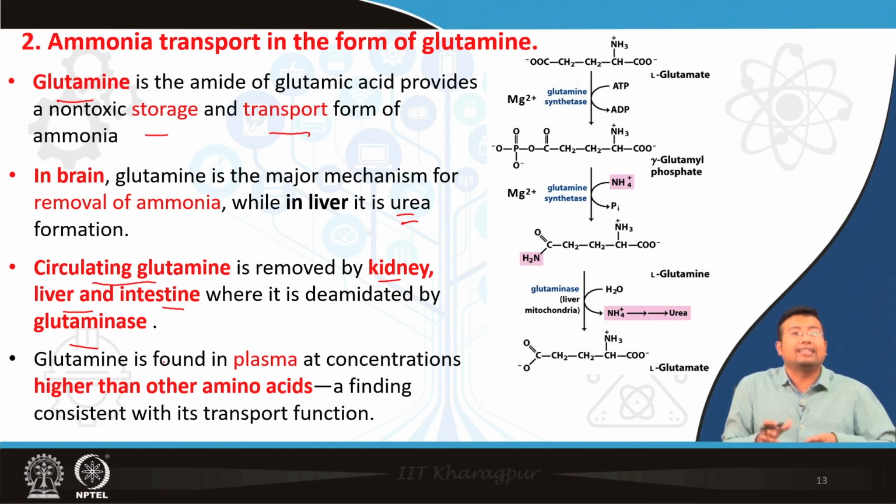Since glutamine is actually the major form in which most of the nitrogenous wastes are being shunted out of the brain, it has been found that the plasma concentration of glutamine is very high, much higher than other amino acids. This first led to the search for an answer, which ultimately led to the conclusion that glutamine is the major form of transport of ammonia.